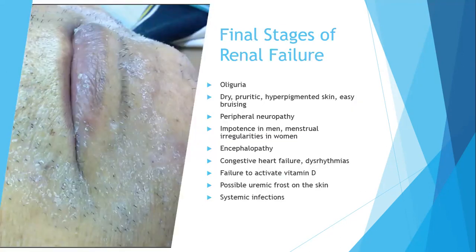In the final stages, you get decreased urinary output, oliguria, dry pruritic, which is itchy, hyperpigmented skin and easy bruising, peripheral neuropathy, impotence in men and menstrual irregularities in women, encephalopathy, congestive heart failure or dysrhythmias, failure to activate vitamin D, possible uremic frost on the skin, and that's what this is a picture of, and high risk of systemic infections. So the final stages of renal failure are not a pretty picture.